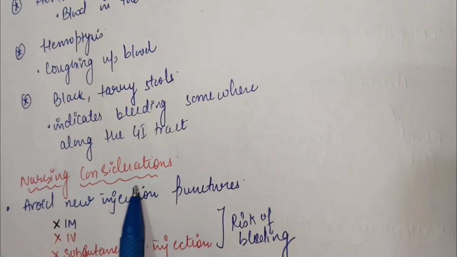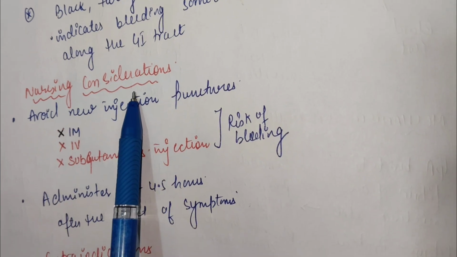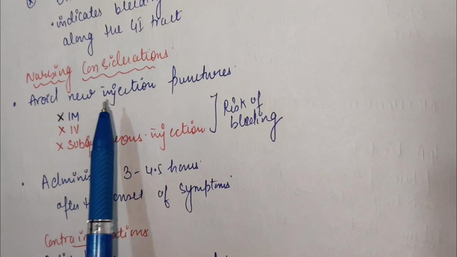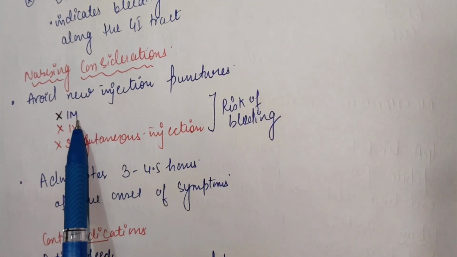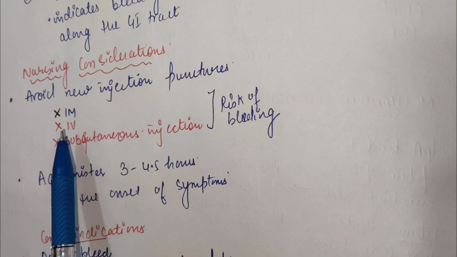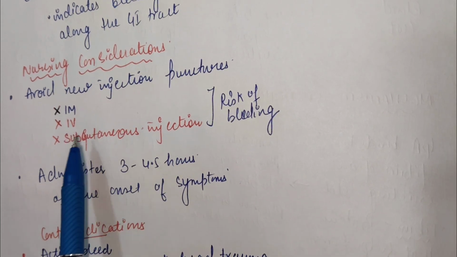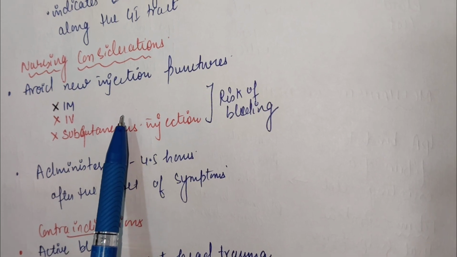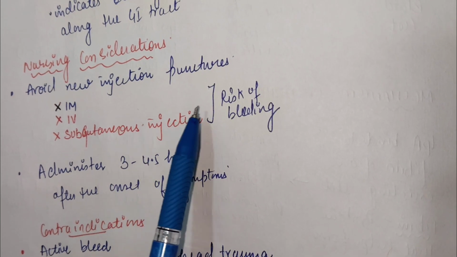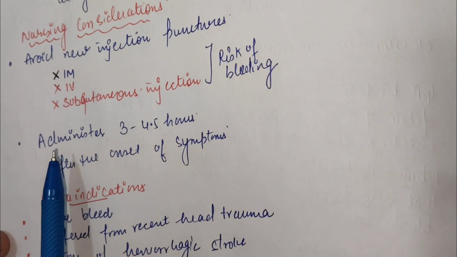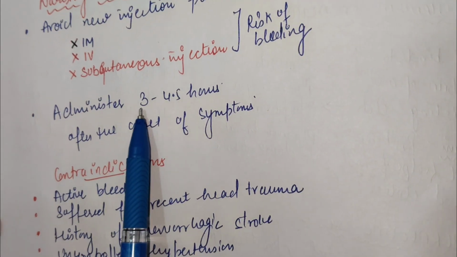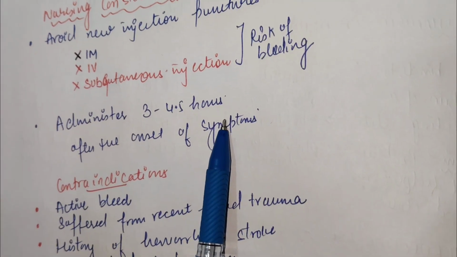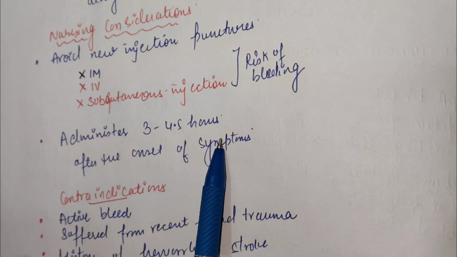Next are the nursing considerations, the points nurses should keep in mind while treating a TPA patient. The first one is to always avoid new injections or punctures, like IM injection, that is intramuscular, IV injection, that is intravenous, and subcutaneous injections, because poking a new injection carries a risk of bleeding. Next, always administer TPA within 3 to 4.5 hours after the onset of symptoms, because TPA acts effectively within this period of time.